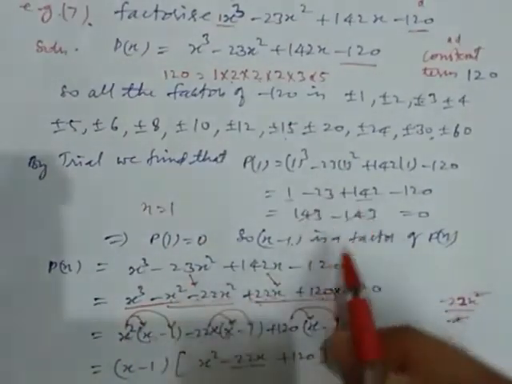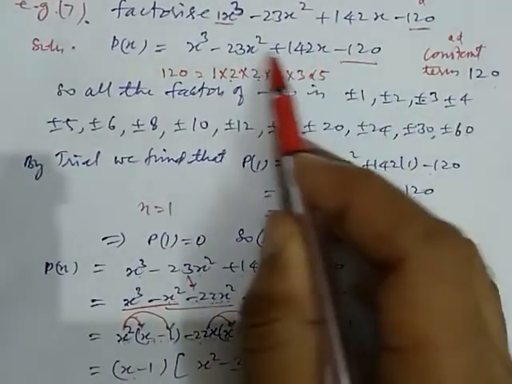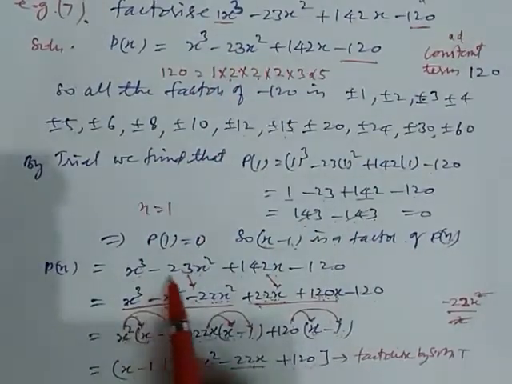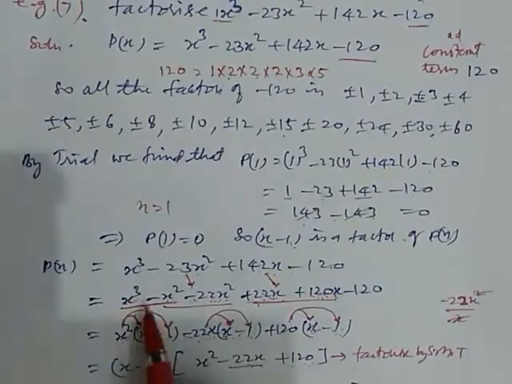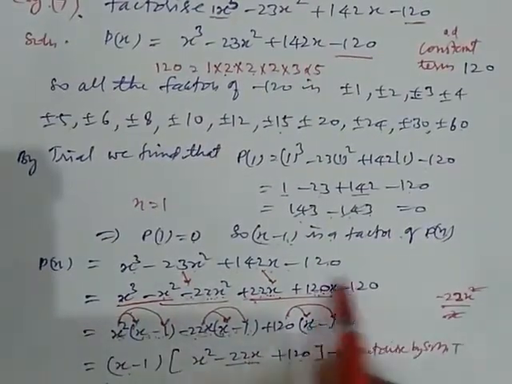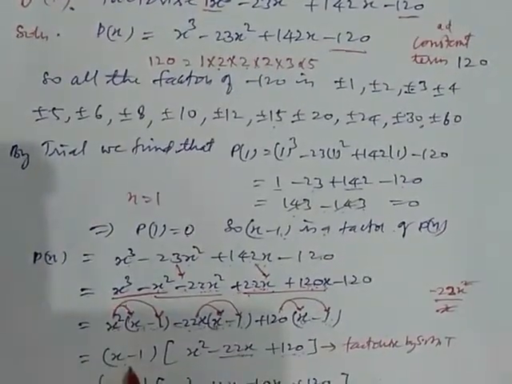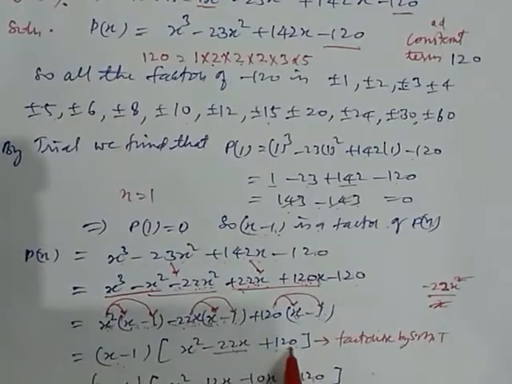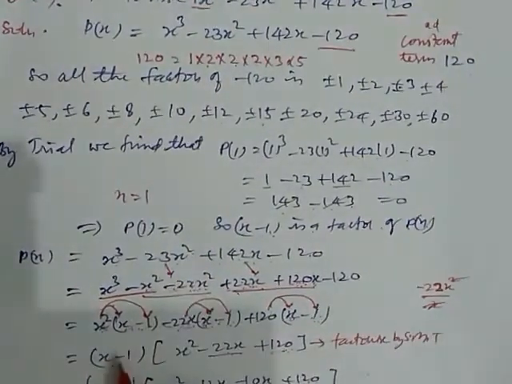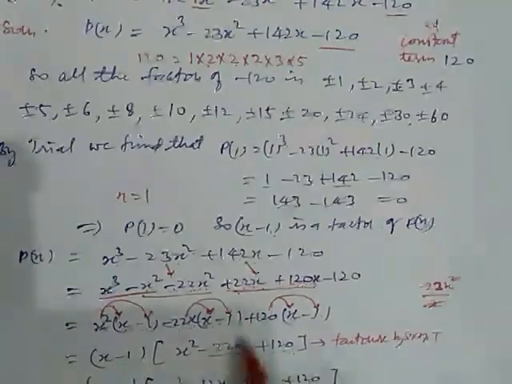Divide this by x minus 1 using the long division method. When you divide this by x minus 1, you get this line directly, so these 2 lines need not be written down. By the long division method we directly get this. Dividing this by x minus 1, we get this quotient; write it down and proceed.